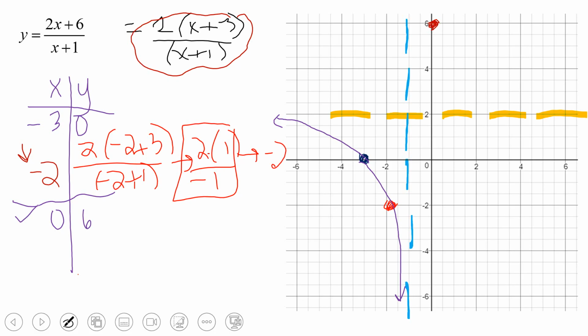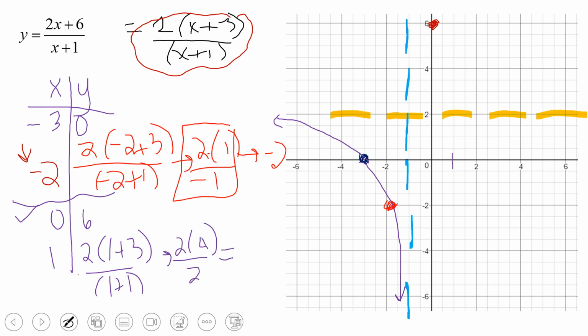Okay, one more. Let's plug in 1. It seems like an easy value to plug in here. So I have 2 times 1 plus 3 over 1 plus 1. 2 times 4 over 2, that's 8 over 2, which is 4. So I'm going to go over 1 and up 4, and again, it just provides me a more accurate view of this rough sketch of the rational function.